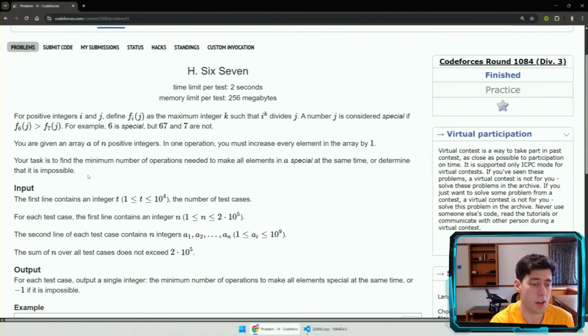We need to find the number of times we need to increase the whole array. So it feels like it would be hard to construct a case where you have to increase too many times, because I think it's quite rare for a number to... Oh no, it's not actually that rare for a number to be special. I was going to say most numbers are special, but they're not, because this is a greater than sign, not a greater than or equal to sign.